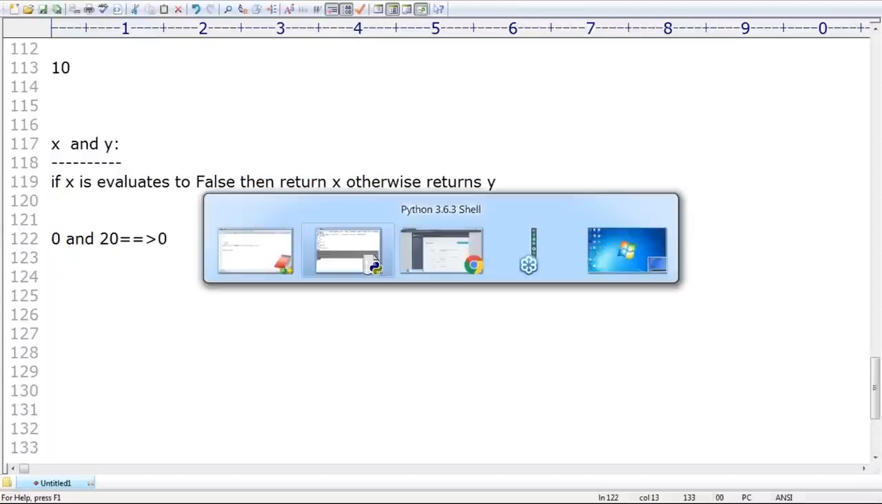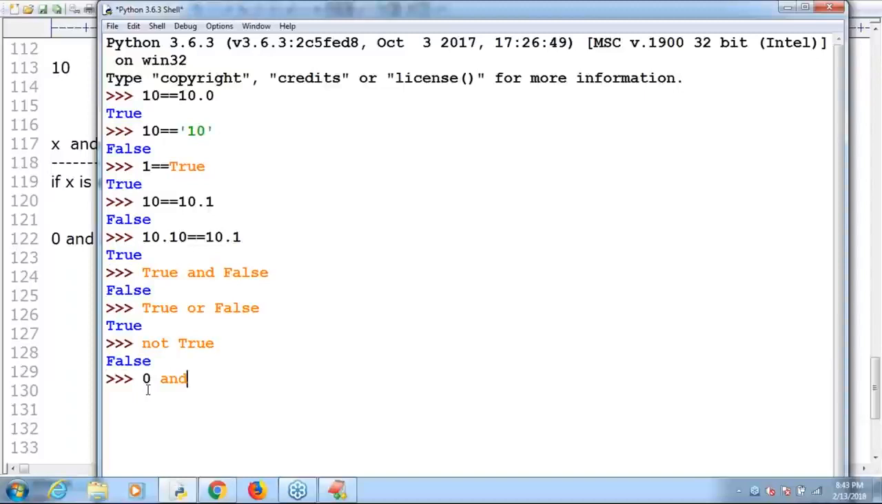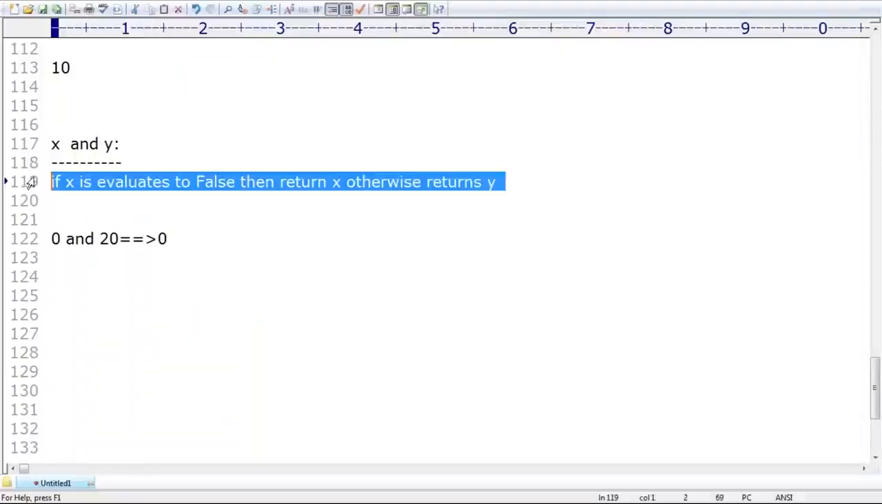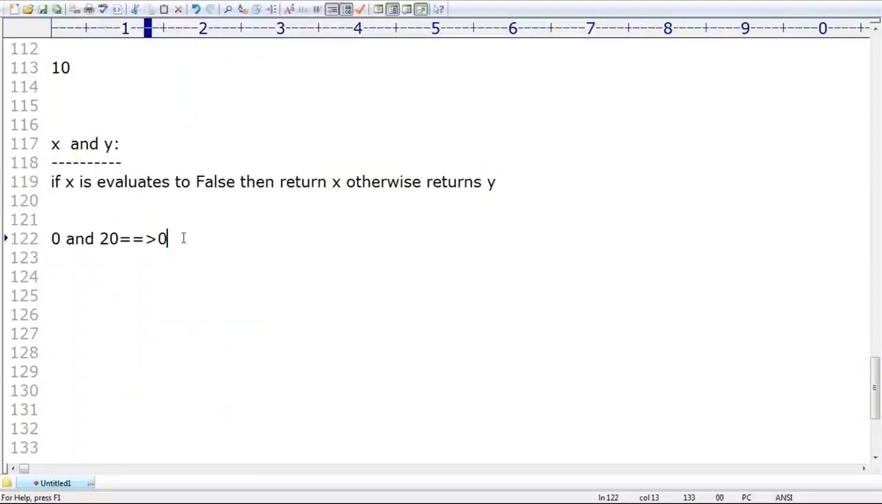Okay, very simple. Now let me cross-check. 0 and 20, what is the answer, sir? 0 is the answer. 0 and 200 or 2000, 0 is the answer, because the first argument evaluates to false. If the first argument evaluates to false, then automatically X is the answer. Otherwise, Y is the answer. Sir, any doubt on this example? Up to this it is clear, right? Good. Excellent.